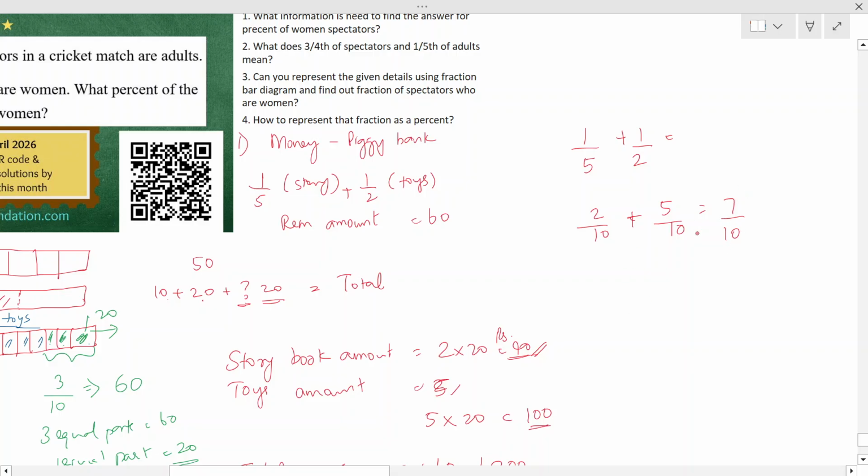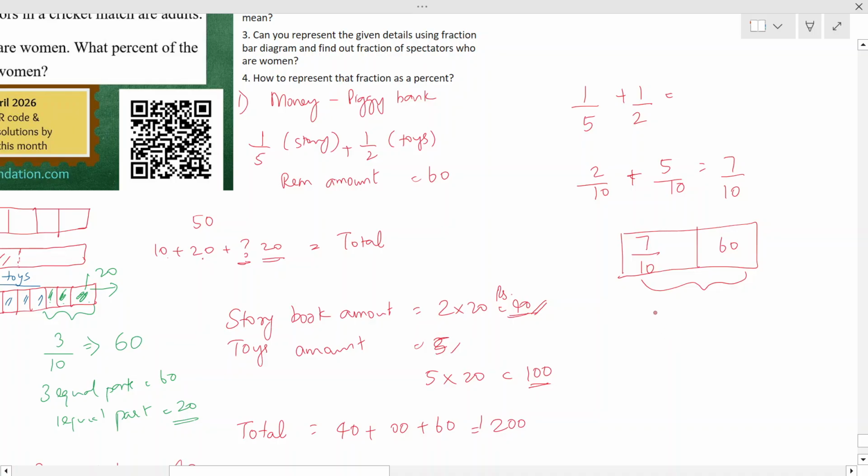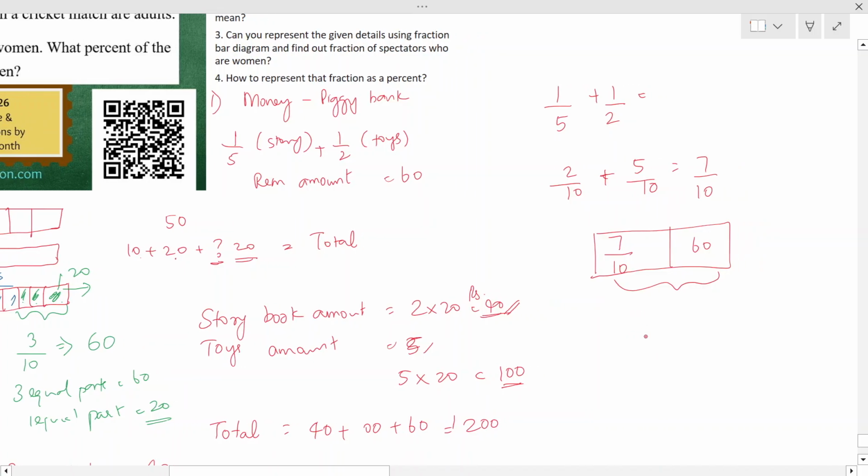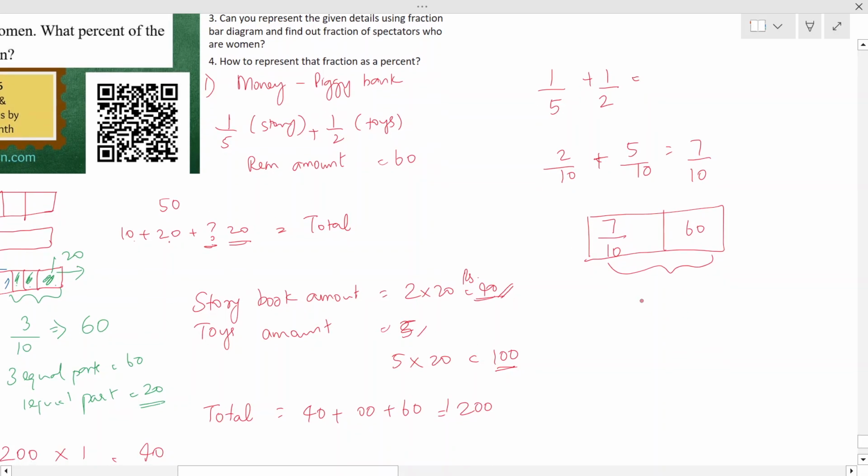So once you get 7 by 10, the 7 by 10 is the total amount spent, and then you have the remaining amount 60. So then how do you find the total amount? This is exactly the key to work with fractions. The total amount represents the whole number 1. So the spent and the remaining will add up to the whole, right? So 1 minus 7 by 10. If you subtract 7 by 10 from 1, you get 3 by 10.